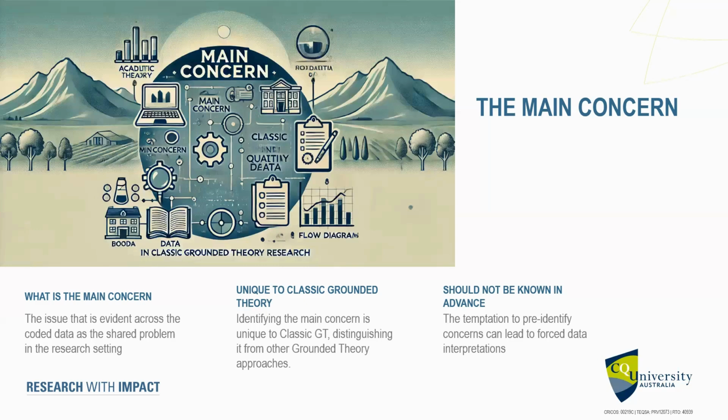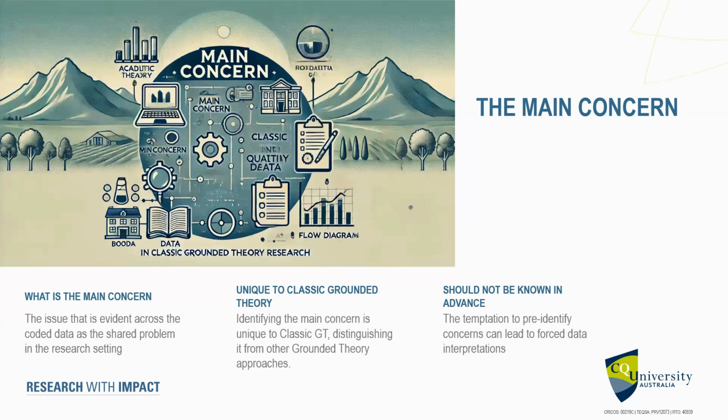The main concern is often referred to as the prime motivator of participant behaviour in the area of interest. These behaviours form patterns that facilitate the identification of the core category and its subcategories to explain how participants solve their main concern. Many theorists contend the main concern should not be known in advance and must be identified during the substantive coding process.